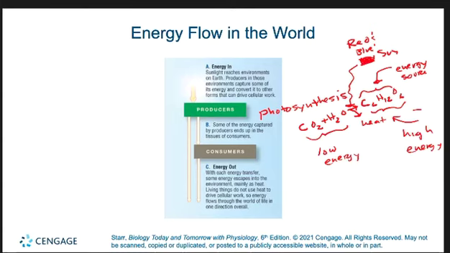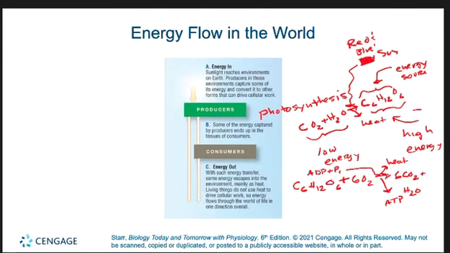Okay. The consumers eat what the producers make, and in a process called respiration, generate CO2 and water, okay, and heat and ATP from ADP and phosphates. Okay. And how much? About 38.